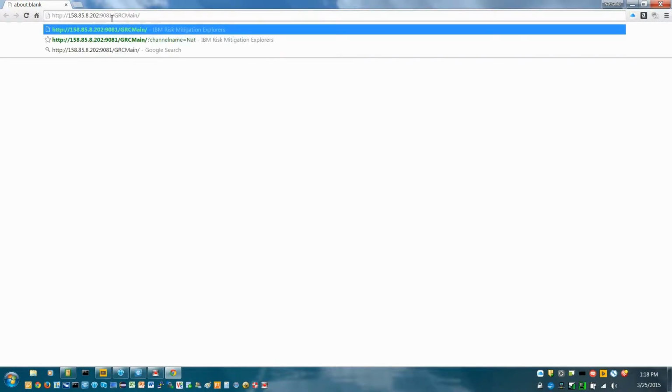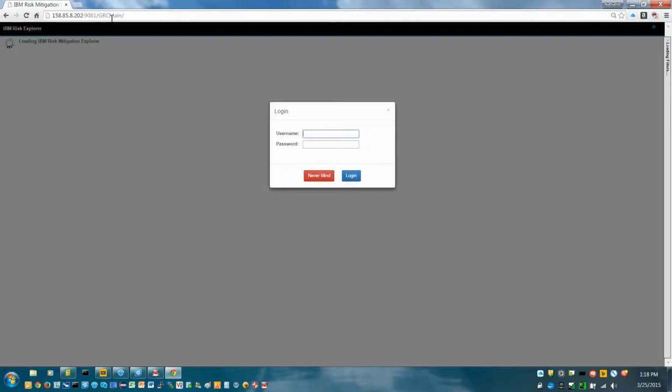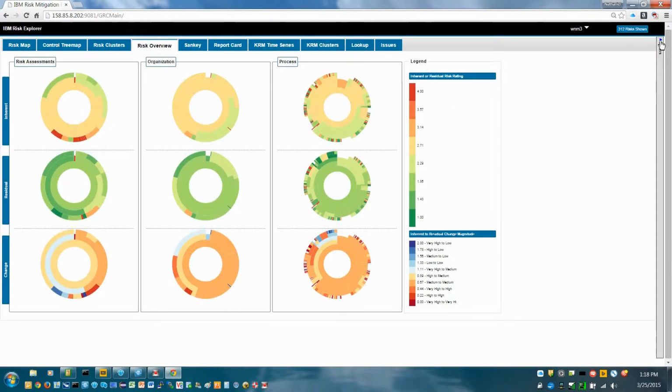Hello, my name is Nathaniel Mills, and today we're going to demonstrate the visual analytics for governance, risk, and compliance. This was first of a kind work done in 2014. We're using Chrome to do the demonstration, but it also runs in Internet Explorer 11, Safari, and Firefox.